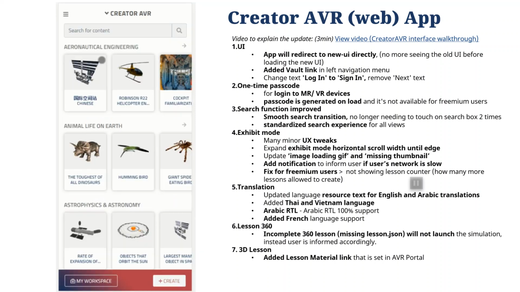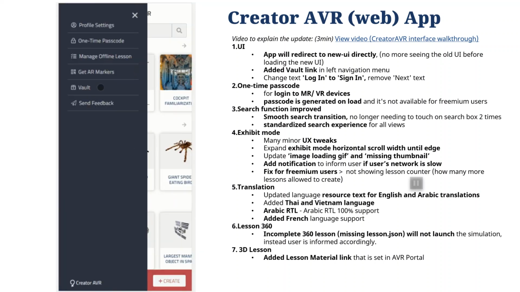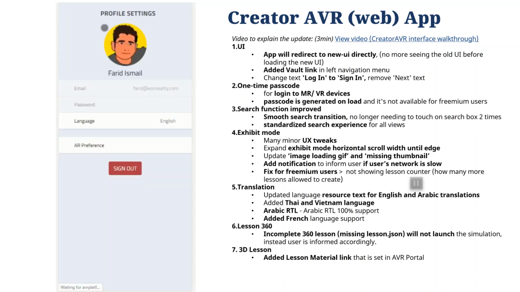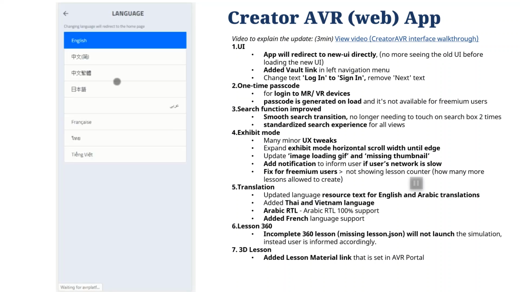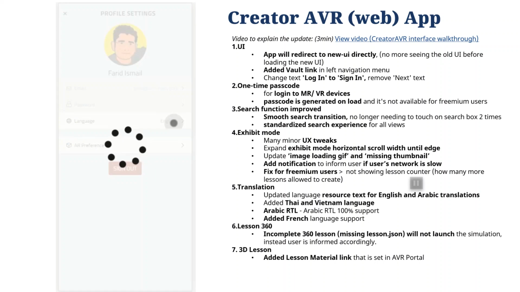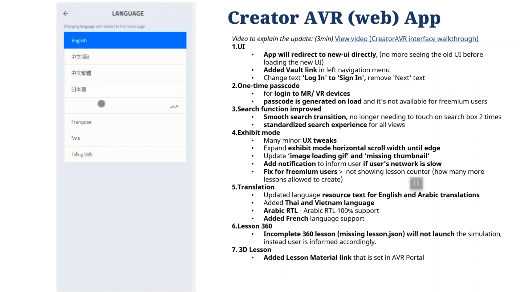We've added a bunch of new languages. If you go to profile settings, the user can now set, of course we've got Chinese, traditional, simplified, Japanese, Arabic. We've added French, I think Thai, and this is Vietnamese. For Arabic, we've done the proper right to left, so the whole site is fully supported.